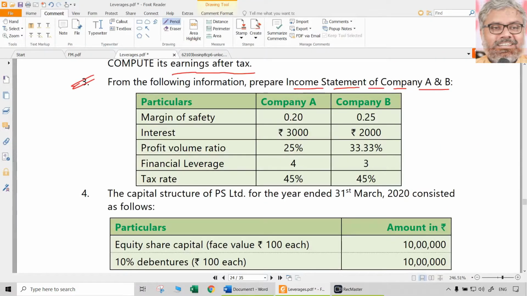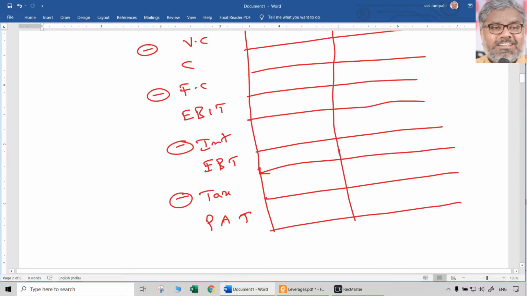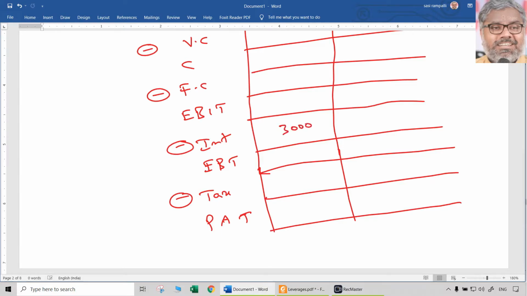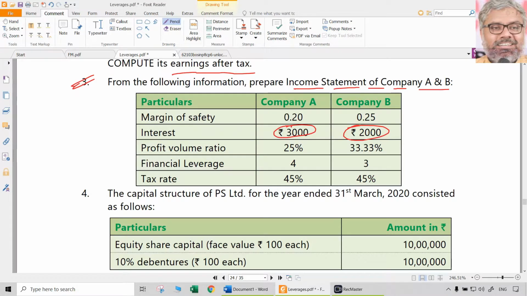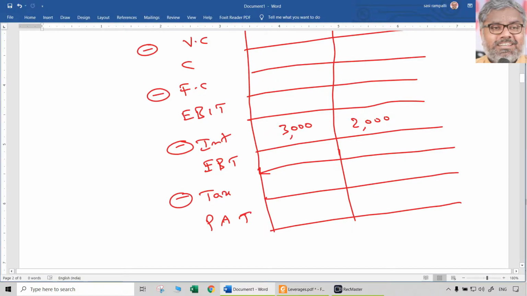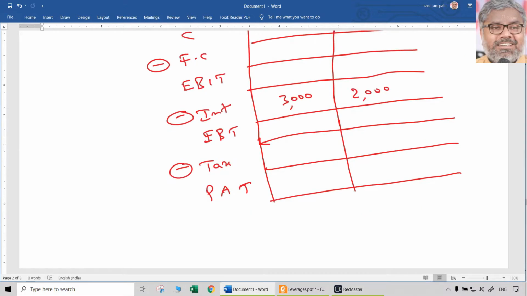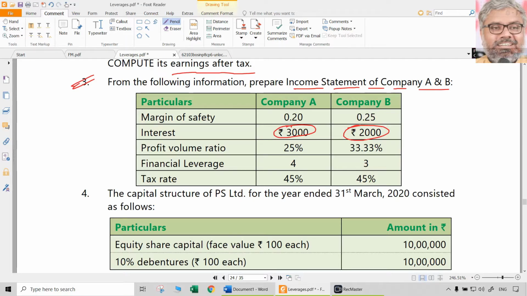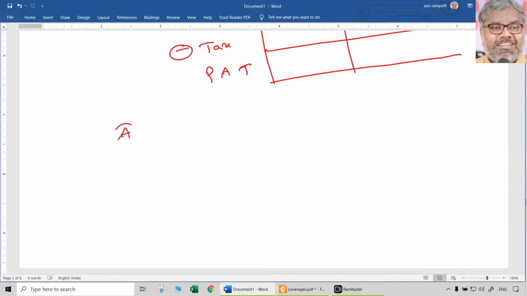That's what is only asked. Whatever is asked, that we have to find out. In this, what is the only thing that we know? That is interest. This is the only thing in the form of amounts that we know. Fill that here, 3,000 and 2,000. That is the only thing that we know. Now, from this, can we find out EBIT and EBT? Yes, we can. How? That can be found out by using the relationship between EBIT and EBT, which is depicted by financial leverage.